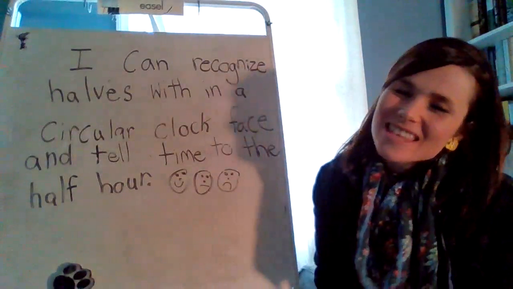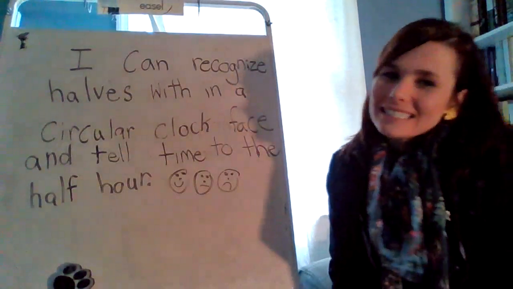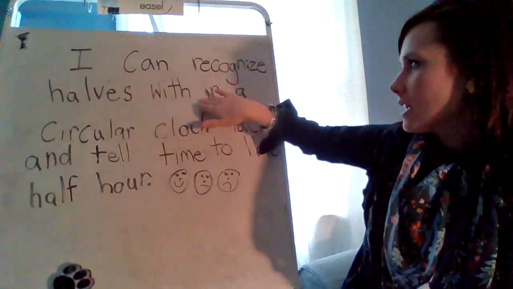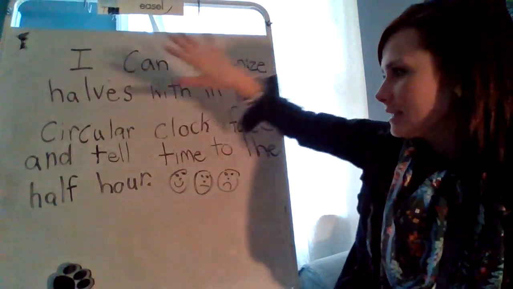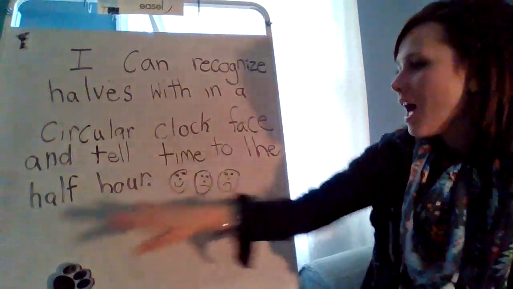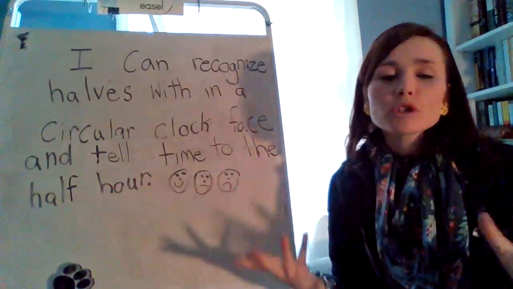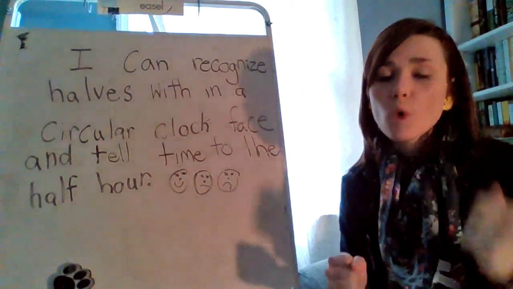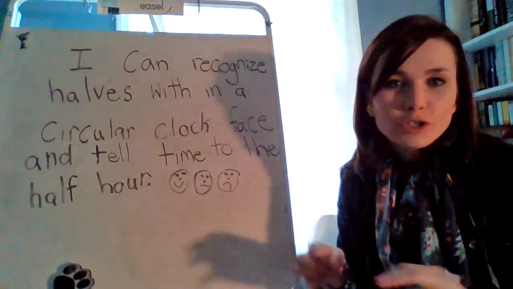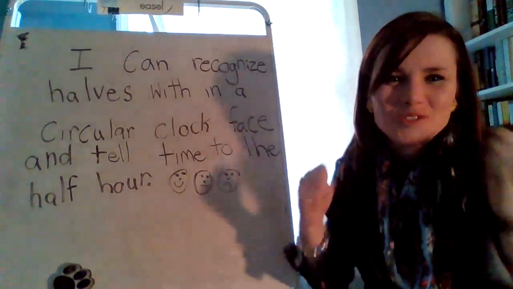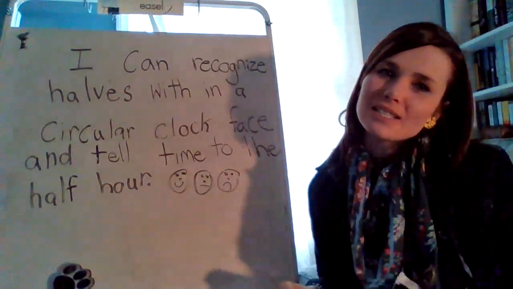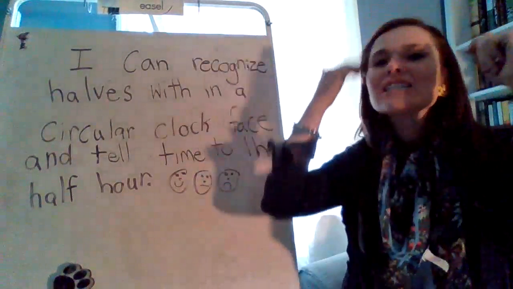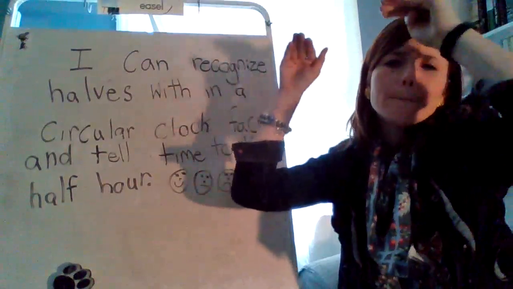All right, let's start with our I can statement. Okay, I can recognize halves within a circular clock face and tell time to the half hour. And we've been working with this so much, boys and girls. You are rocking it. I just want to do one more lesson on this, and then tomorrow you can take your little quiz and you're going to rock it. I just know it. Okay, what do we need to do to this I can statement? What do we need to do, boys and girls? We need to, say it with me, break it down.